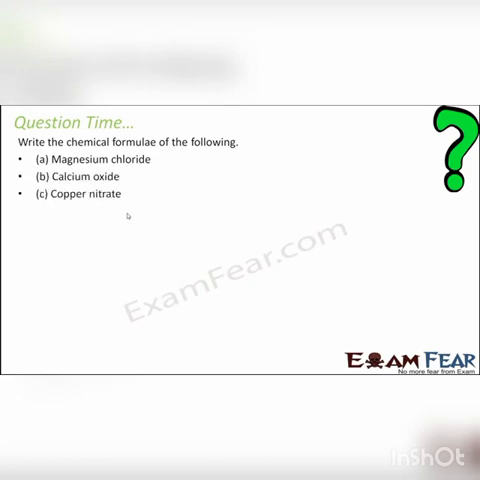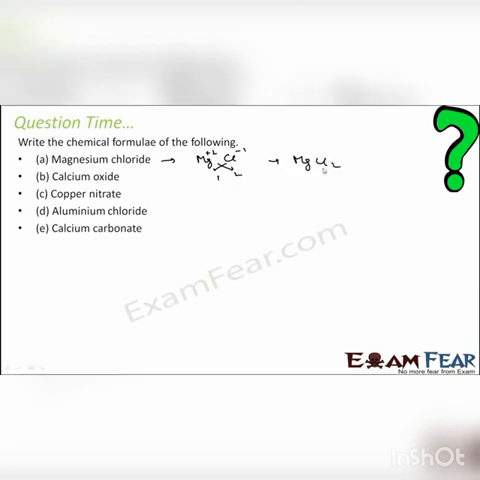We have to write the chemical formula for these compounds. Magnesium chloride. I have magnesium metal, chlorine non-metal, +2 charge, -1 charge. Let's do a swap for charge balance. This becomes MgCl2. Okay. The next is calcium oxide. So we have calcium, we have oxygen, +2 charge, -2 charge. Let's balance it. This becomes 2, this becomes 2, 2, 2 common, we get CaO.